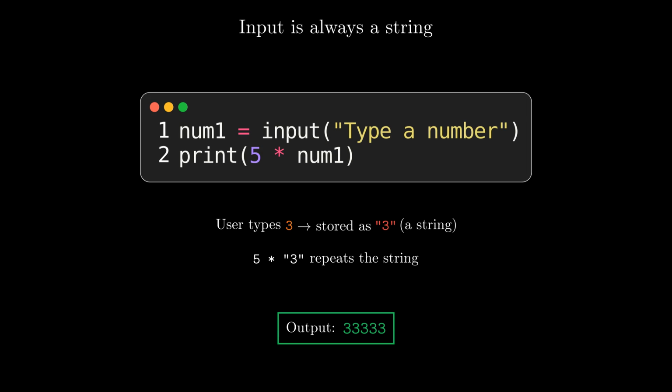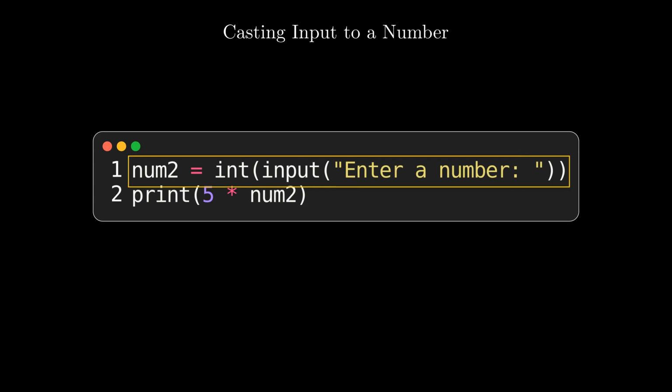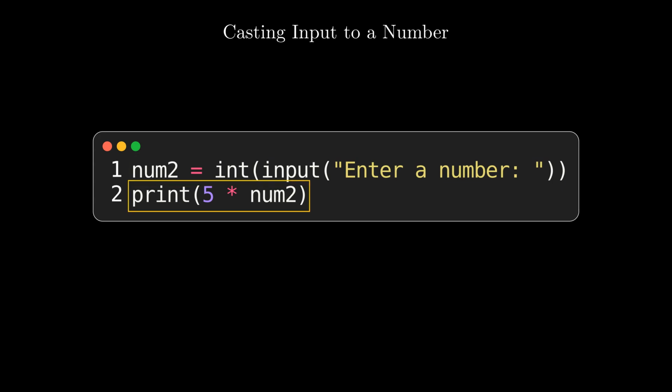The program didn't misbehave. It did exactly what string multiplication means. The misconception is assuming Python knows you meant a number. To do real arithmetic, cast the input. Wrap the entire input call in the conversion to integer. Now num2 is set to converting the input to an integer. The user string 3 becomes the integer 3, so 5 times num2 performs genuine multiplication and prints 15.